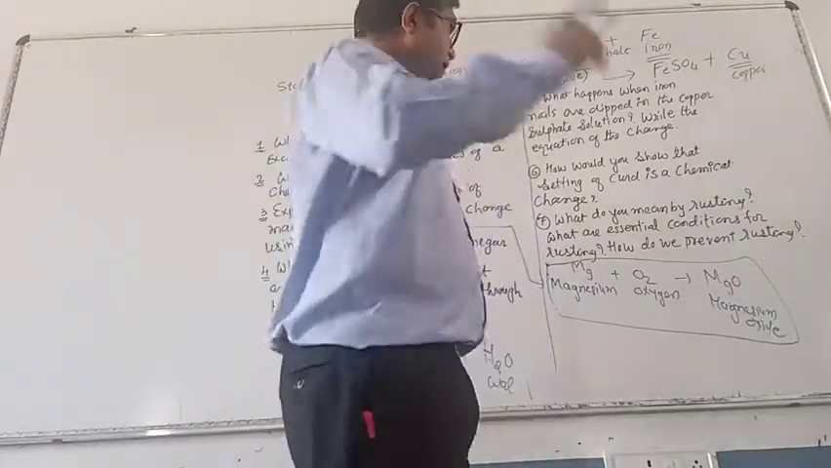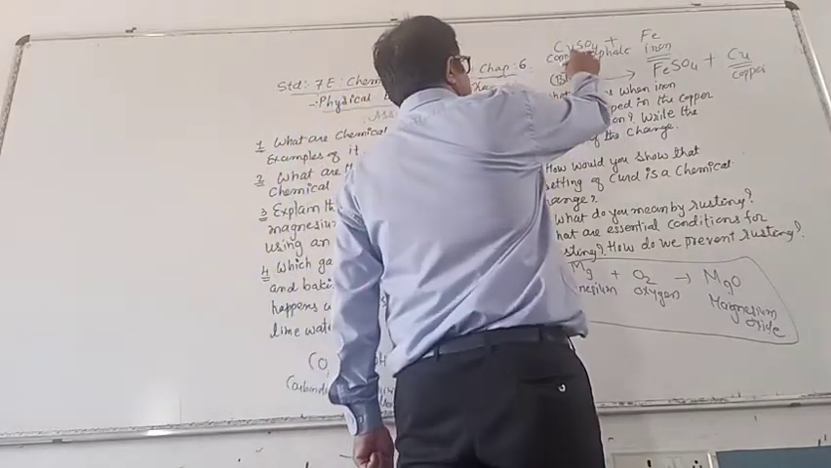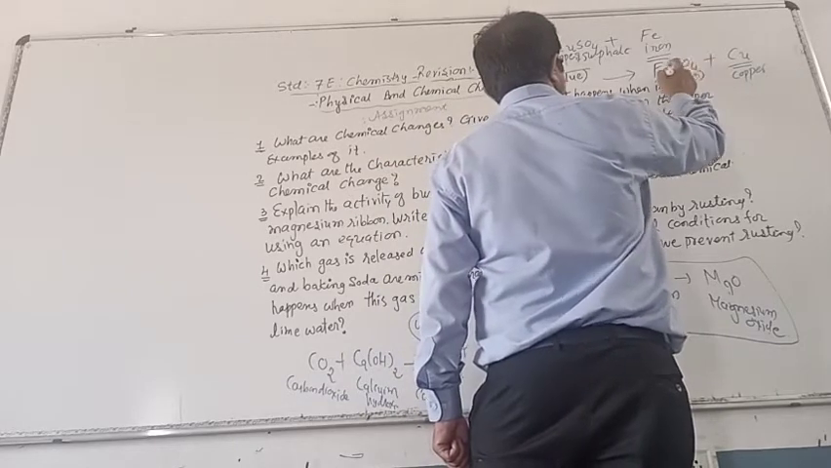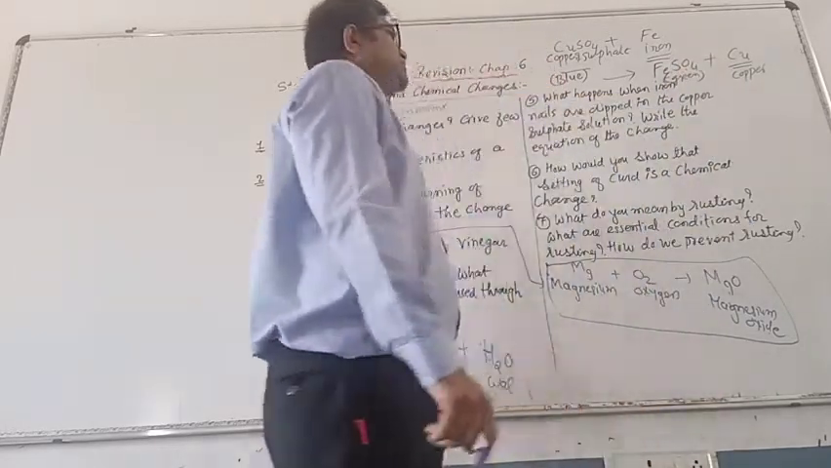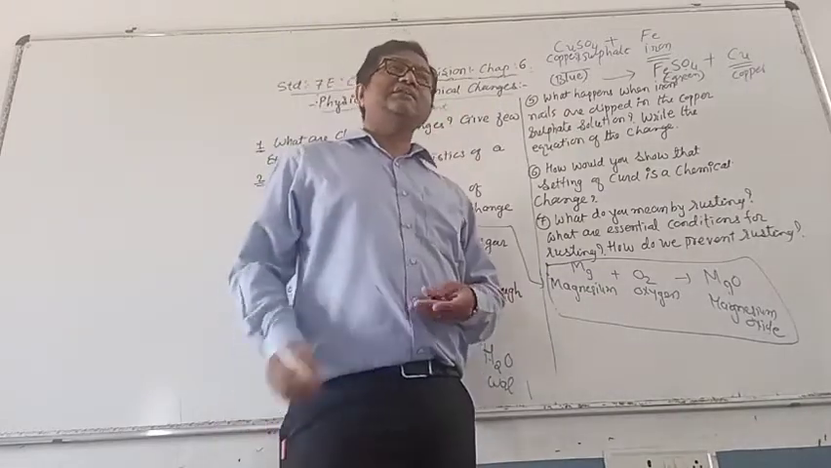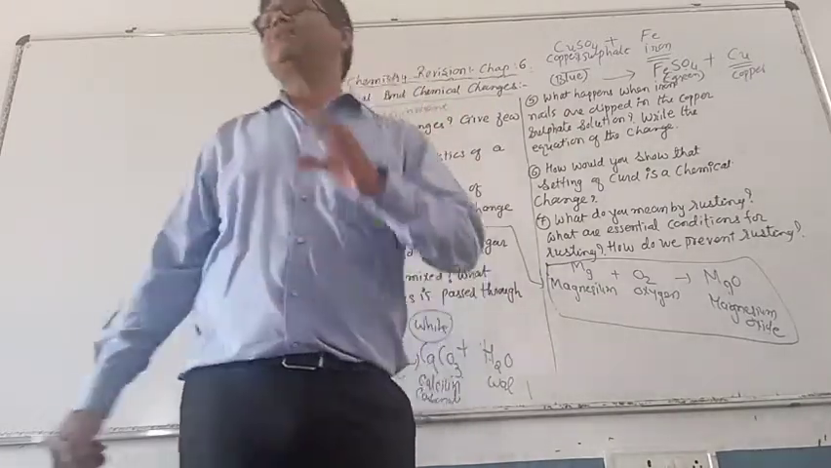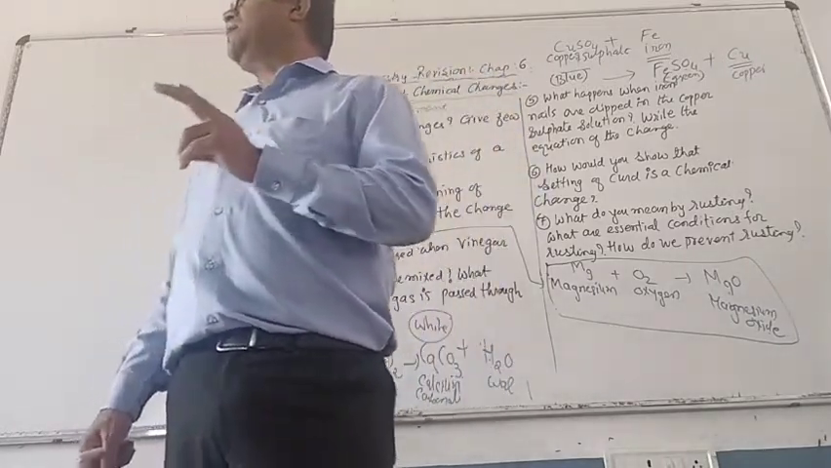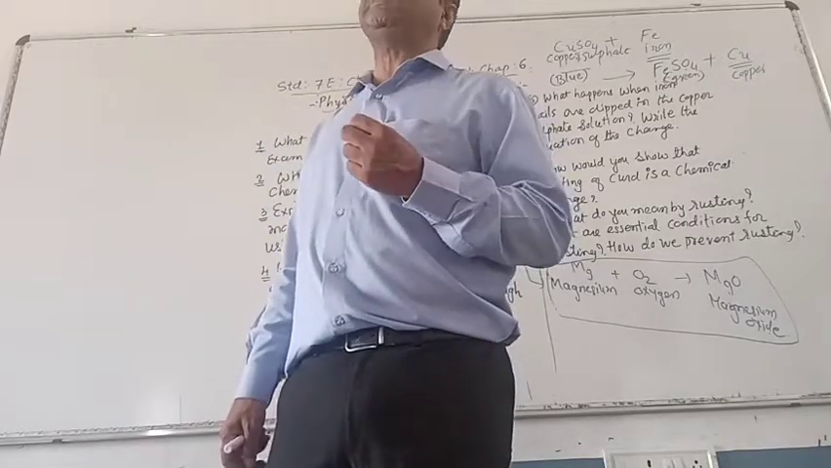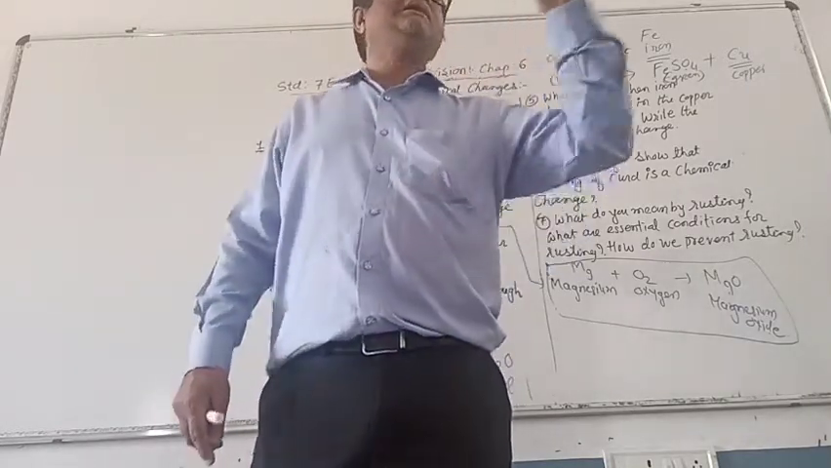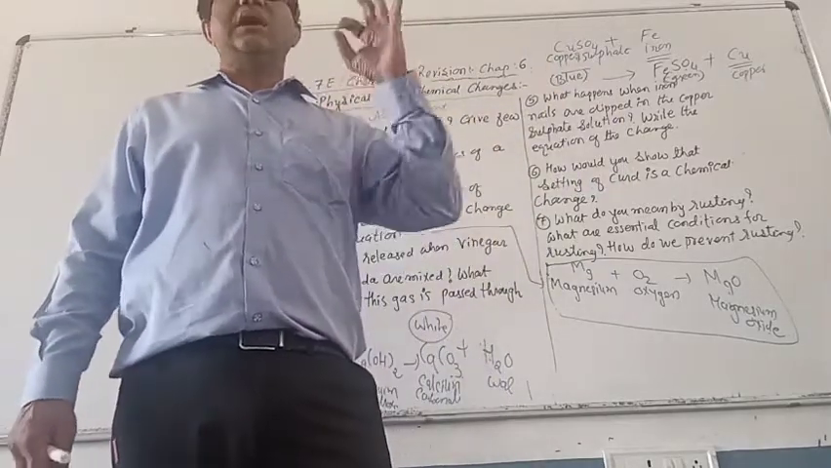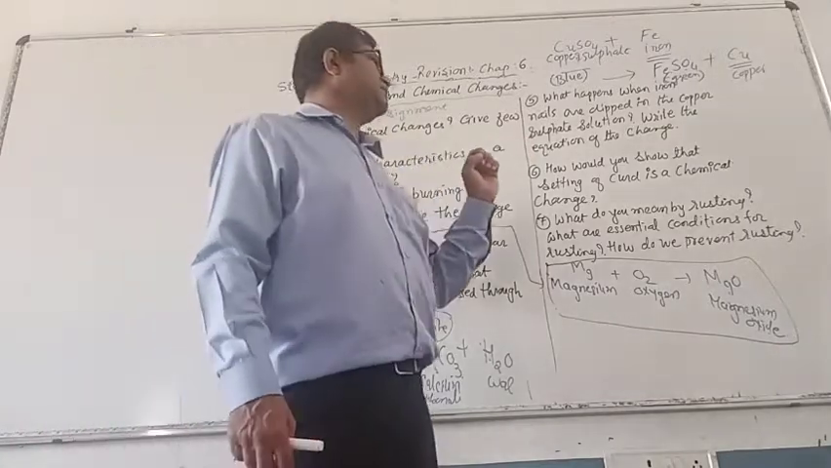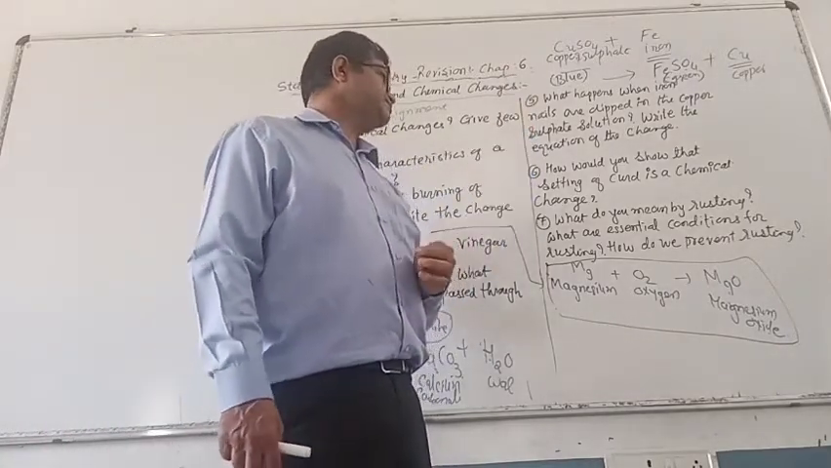Here the copper metal is separated and that copper metal is making the layer on the iron nail. And the color of the liquid will turn from blue to green, because the ferrous sulfate, iron sulfate, has green color, and therefore the color of the blue copper sulfate will turn into green and the copper metal is separated, which is making a layer around the iron nails. So that is the chemical equation of that reaction.